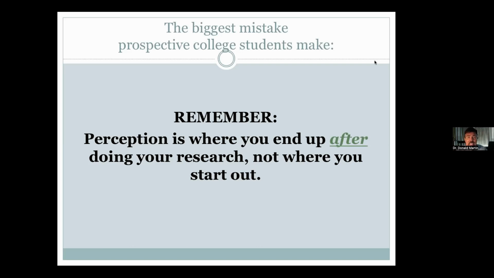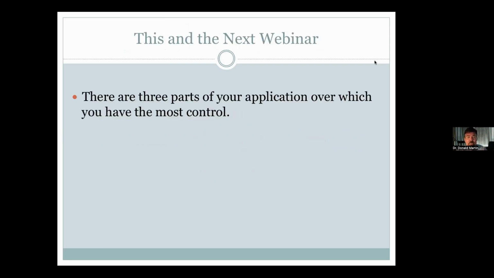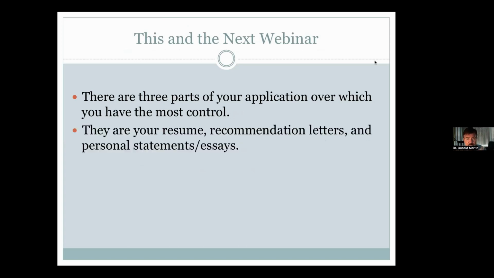Okay, now let's move to talking about one of the most important parts. You've done your research, you know where you're applying, you're starting to complete your applications, maybe you've already worked on some of them. What is most important to you as you work on your applications? Well, there are 3 parts of the application, I shared this last time, over which you probably have the most control. And they are your resume, as you prepare that, your recommendation, who you choose to do recommendation letters for you and how they do them is critical, and your personal statements and essays.